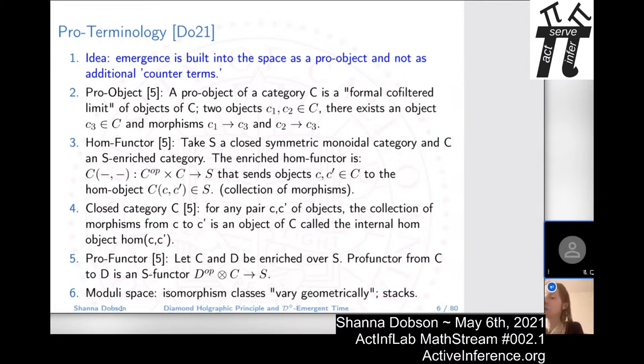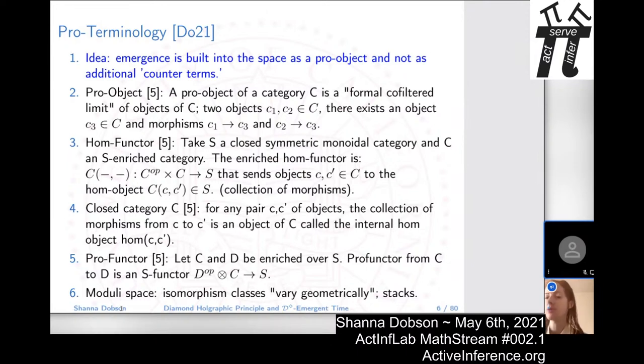So a closed category means for any pair C, C prime of objects, the collection of morphisms is an actual object of C. So everything is inside of itself. It's sort of like a categorical closure property, right? If anyone's familiar with the closure property that you learn in abstract algebra. So this is called the internal Hom object.